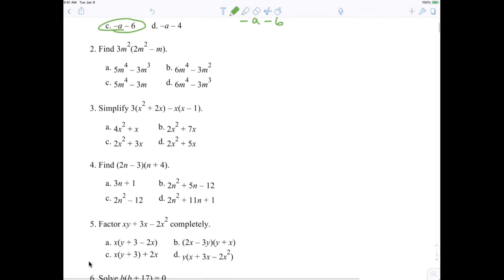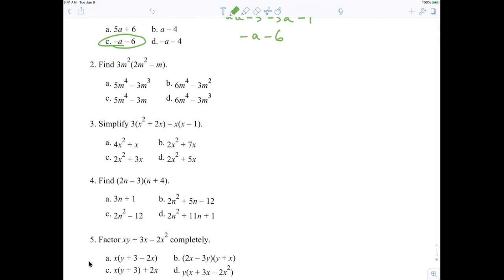All right, now for number 2, remember you're distributing a 3m squared. Remember, multiply numbers and add exponents. So when you do that, you end up with 6m to the 4th minus 3m cubed. All right, which is what? D. I think D is good.